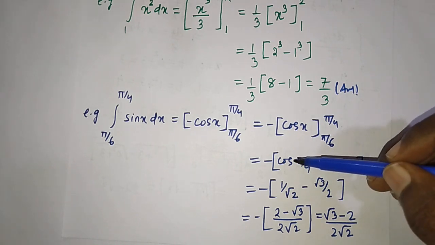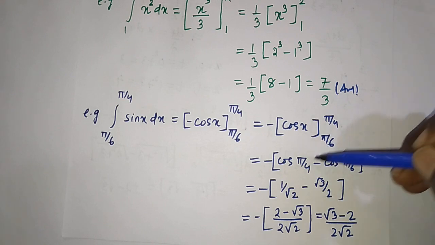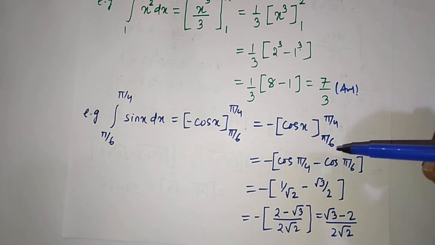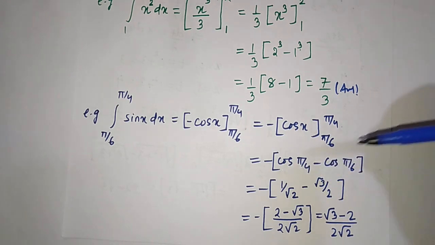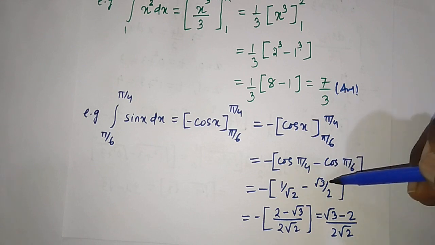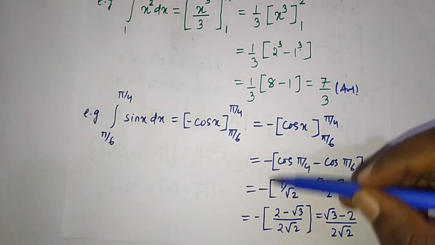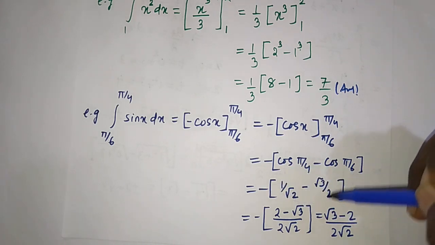Okay, and you know the value of cos pi by 4: pi by 4 radian is equal to 45 degree. Cos 45 degree is equal to 1 by root 2, and cos pi by 6 radian is equal to 30 degree. Cos 30 degree is equal to root 3 by 2. Okay, now you have got minus whole into 1 by root 2 minus root 3 by 2.